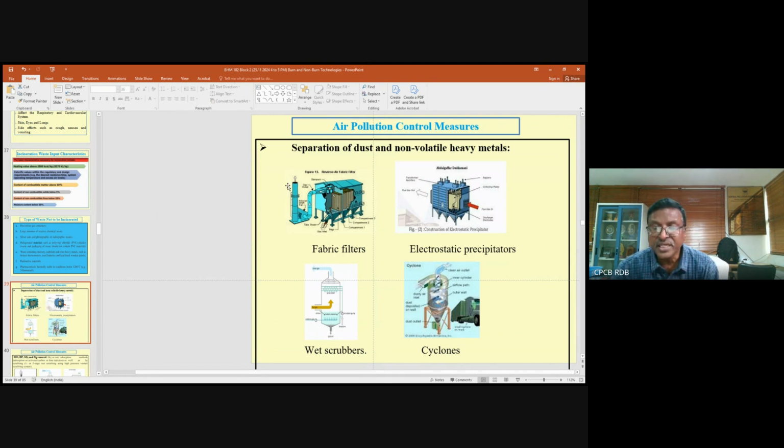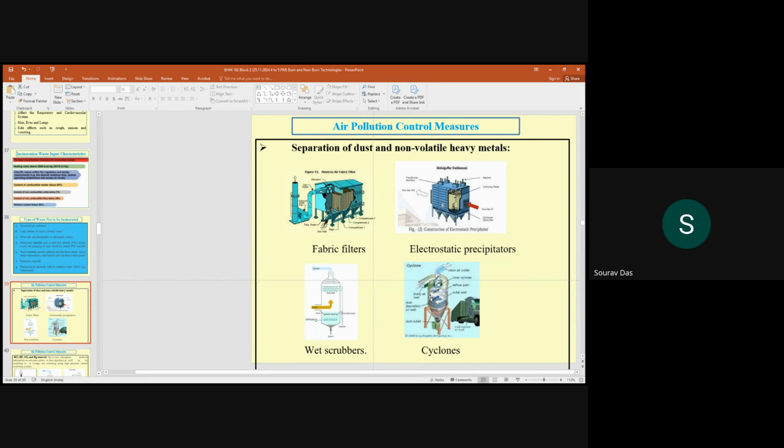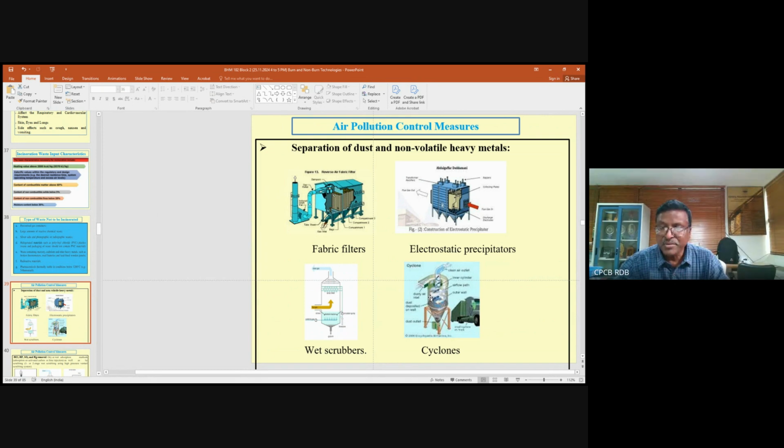These are the equipment that can be used to reduce dust emissions or particulates. We have different types: fabric filters, electrostatic precipitators, wet scrubbers and cyclones. Cyclones work on physical principles, based on the specific gravity of the particles, which can be removed. Can you explain the electrostatic precipitators? I'm coming to that. It is like a bag filter, where depending upon the charge of the particles, they are attracted towards the filters, and that is how the cleaning system works.